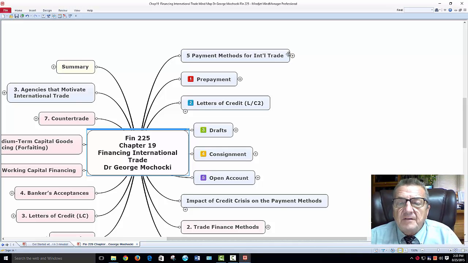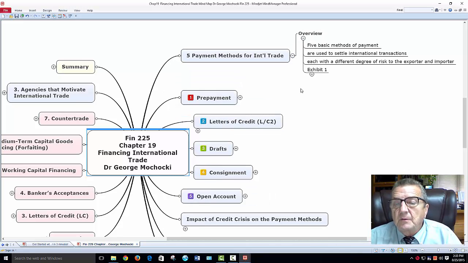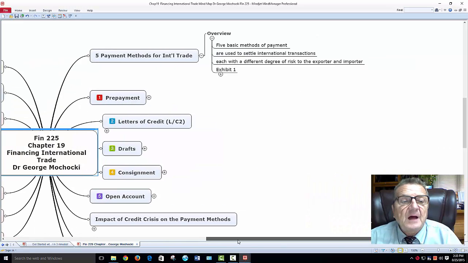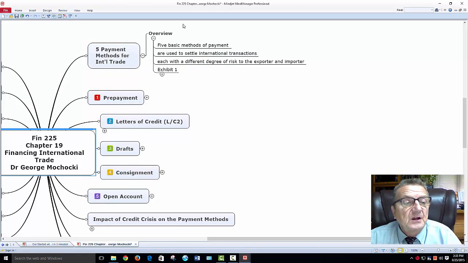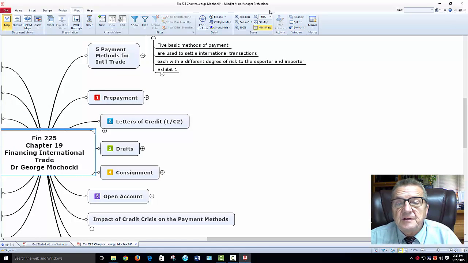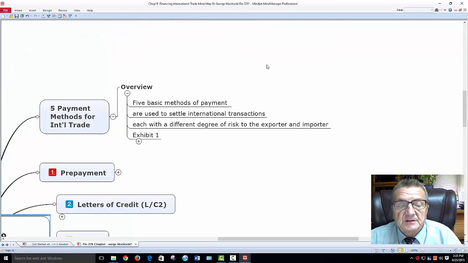Let's go for it. Okay, 5 payment methods. Real quick, a quick overview: 5 basic payment methods. Now I'm going to make this just a little bit bigger. I did this so I showed everything else in. Worked out good. Let me put this up at, I think last time I did it at 200. 200 looks pretty good.